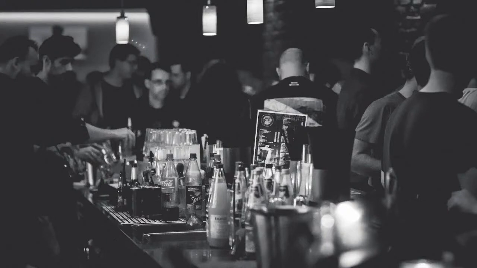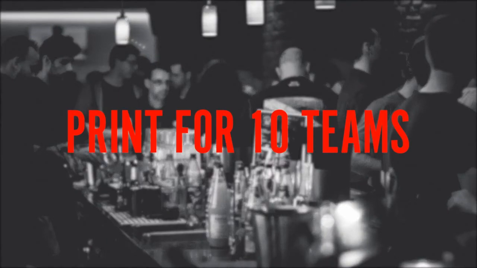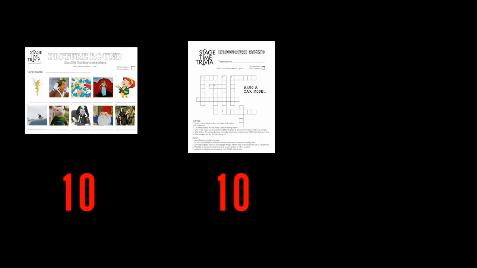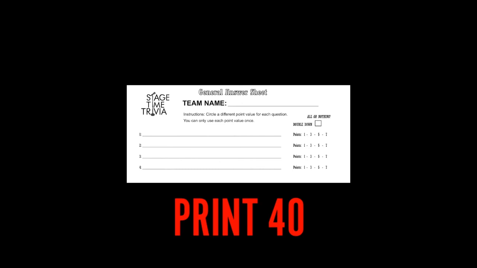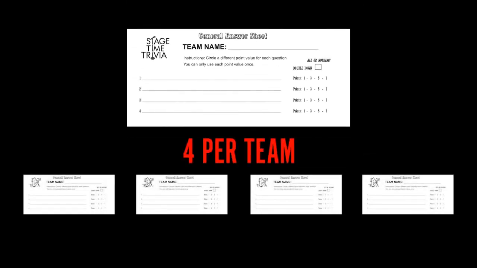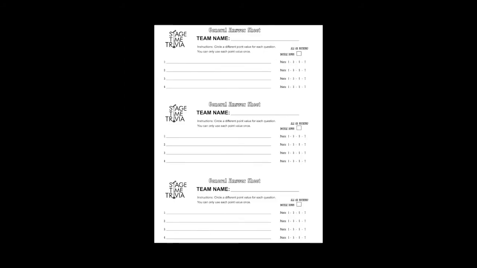We recommend having enough printed materials to accommodate at least 10 teams. So that would mean printing 10 picture rounds, 10 crossword rounds, 10 matching rounds, and about 40 general answer sheets. You're going to want 4 of those per team, and we've created the PDF document to yield 3 answer sheets per print.